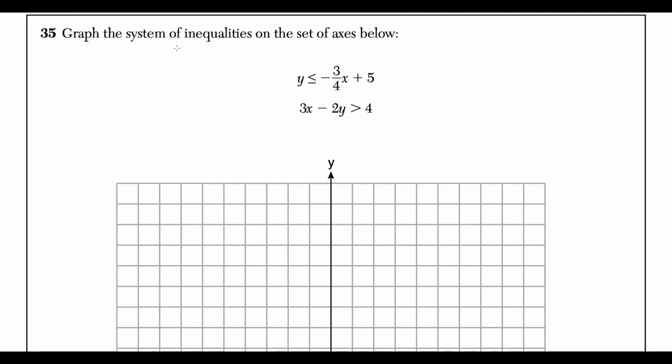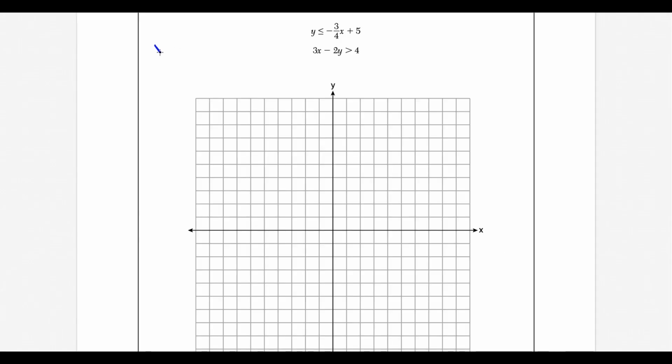For question 35, we have to graph this system of inequalities on the set of axes below. So the main skill we need for this question is we have to be able to graph lines when they're in the form y equals mx plus b. And just know m represents the slope and b represents the y-intercept. So that first line, well, inequality, y less than or equal to this, I right away notice the y-intercept is 5, which means if I go to the y-axis and I go to 1, 2, 3, 4, 5, I already have a point on this line.